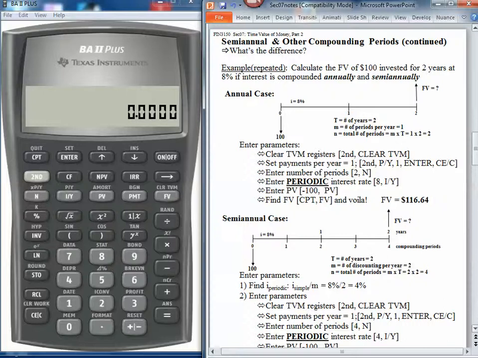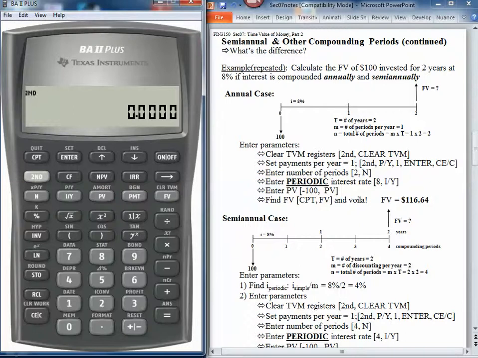So let's first start by keying in the inputs for the annual. We need to, as before, clear the time value of money. And we want to make sure, at least at this time, that the payments per year is set at 1. We'll look at a case where we can change that in a moment.